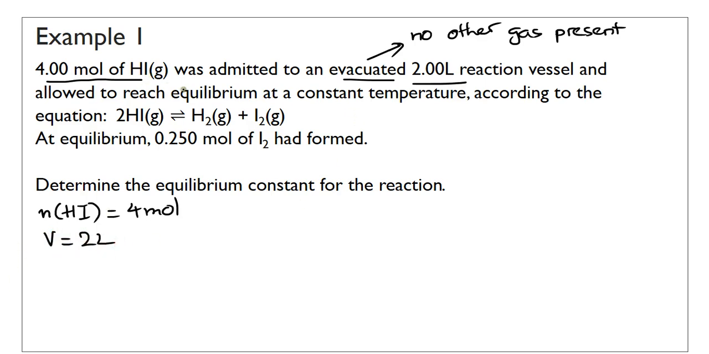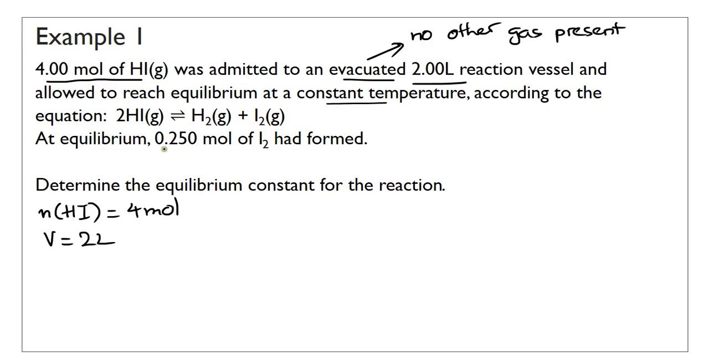So you put 4 mole of hydrogen iodide in a 2-liter vessel, and you allowed it to reach equilibrium at a constant temperature according to this equation. So according to this equation, it looks like hydrogen iodide can spontaneously decompose into hydrogen gas and iodine gas, and this is a reversible process. So naturally, if you start with hydrogen iodide, or HI, the system is going to go forward to use some of that hydrogen iodide to produce some hydrogen and iodine gas.